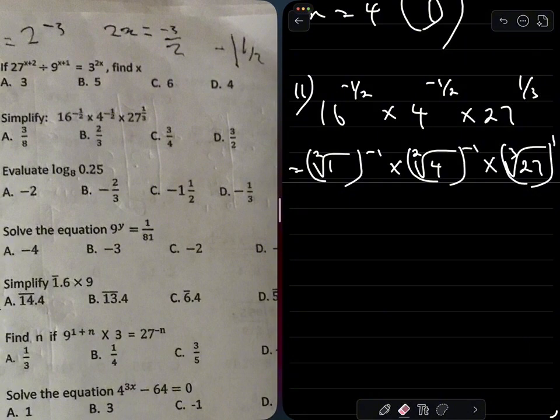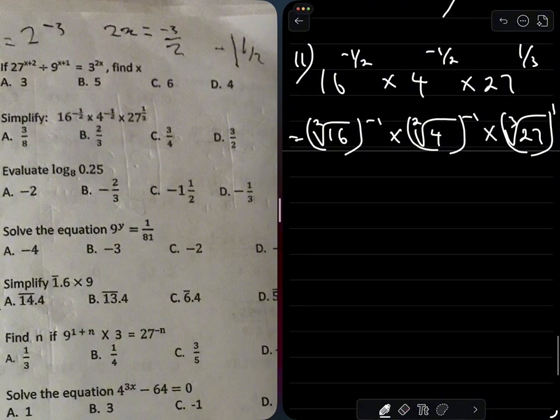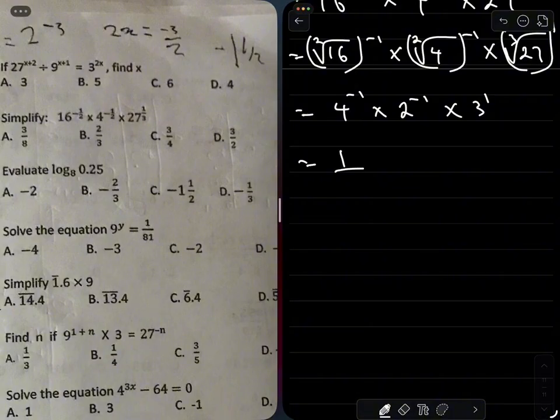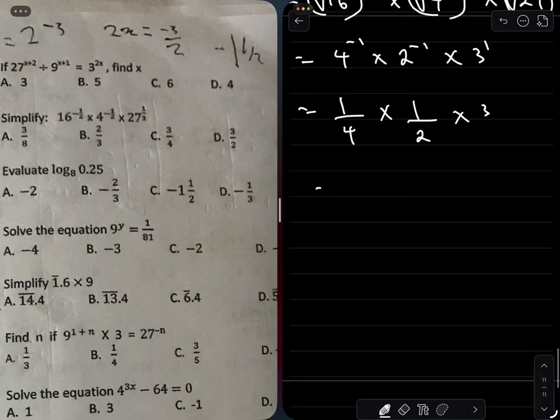Okay, this is 16. And that will be equal to, what's the square root of 16? That's 4, raised to the power minus 1. Square root of 4 is 2, raised to the power minus 1. Cube root of 27 is 3, raised to the power 1 is still 3. So that's 1 over 4 times 1 over 2 times 3. So what do we have? That's 3 over 8.